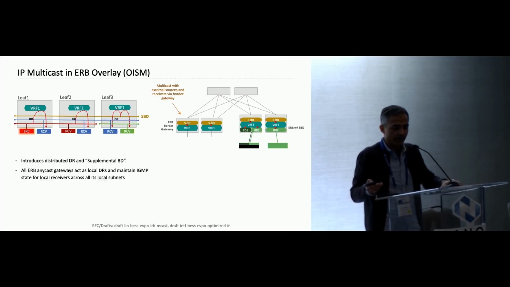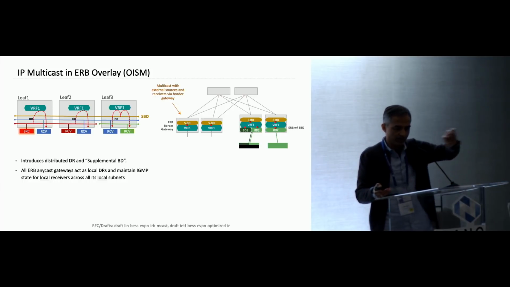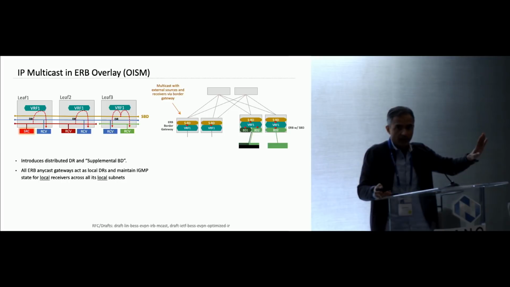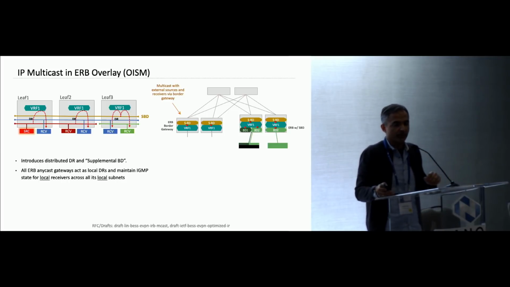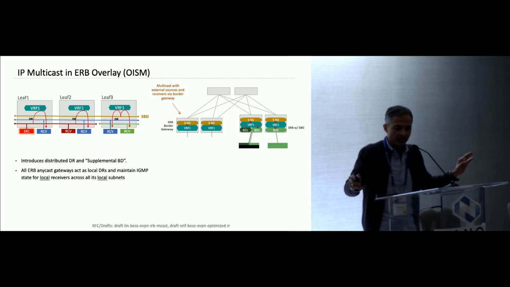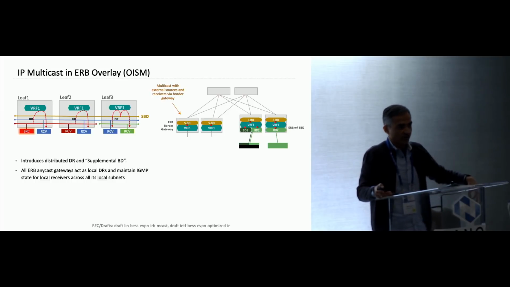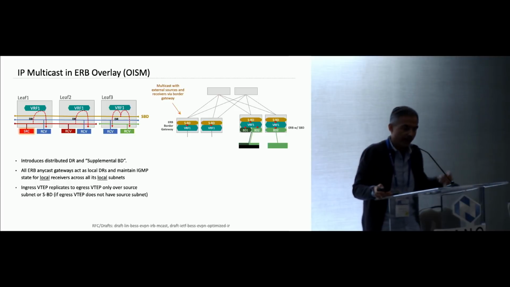Basically all the anycast VRFs at the leaves become local DRs. Typically in a subnet you have one DR for the whole subnet. Here, the subnet spans across multiple leaves. Every one of those VRFs is a DR, right? But they're only allowed to forward to their local receivers. They're never allowed to forward back into the core, right? And that is what we call distributed DR.